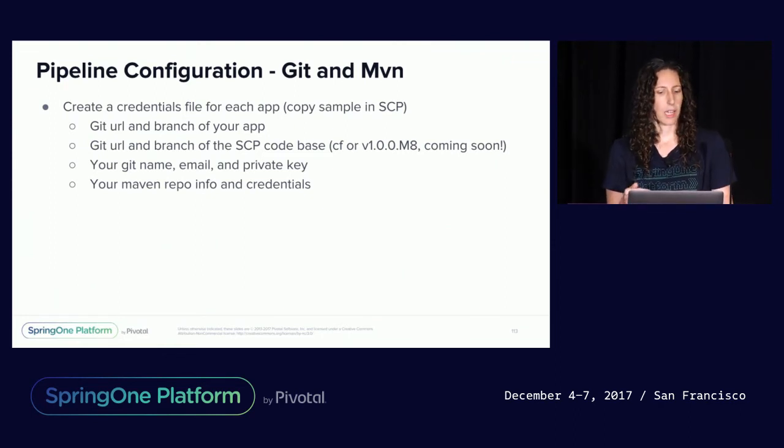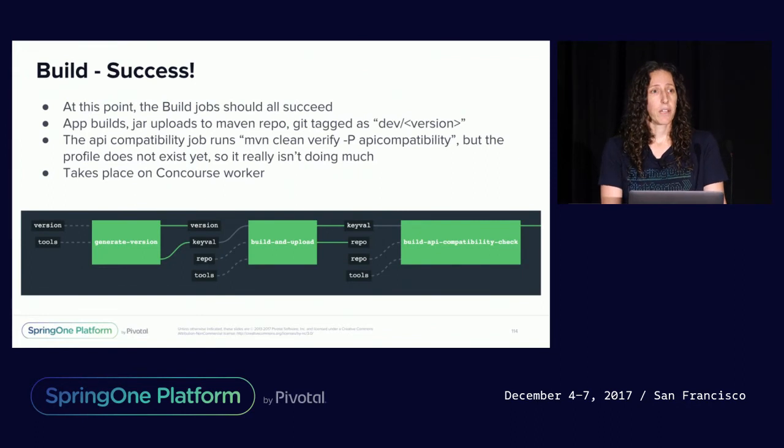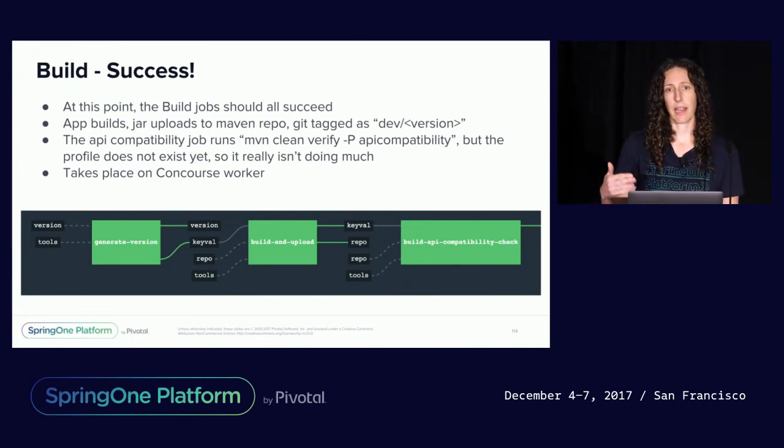If you give us a little bit more time, as soon as M8 is released, you can use that one, which should work out of the box for deployments for Cloud Foundry. If you've done all of that, you can actually get through all the build jobs. So all of the activity that happens on the Concourse workers will work at this point. So you're building jobs automatically.